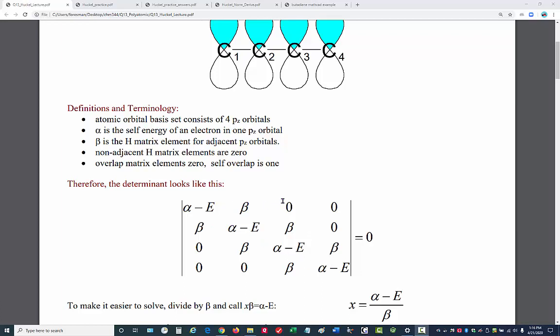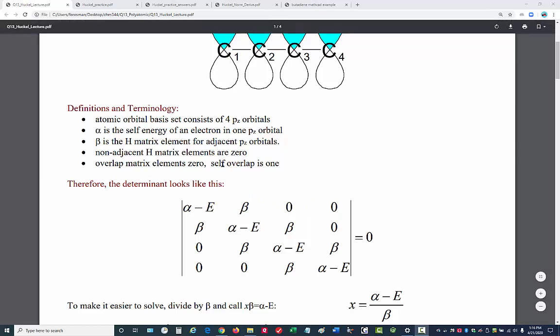The other elements of the matrix will either be beta or 0, depending on if that particular basis function is next to another basis function or not. So let's go across one row here and make sure we understand all of this. Alpha minus E, that's just due to this first carbon that we see here. Beta, that's the interaction between carbon 2 and carbon 1. They are adjacent, therefore we put beta.